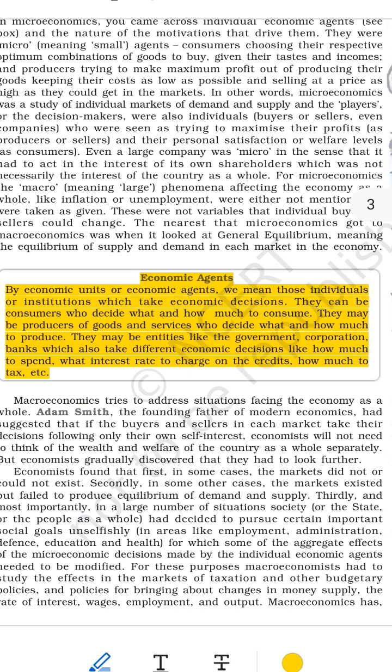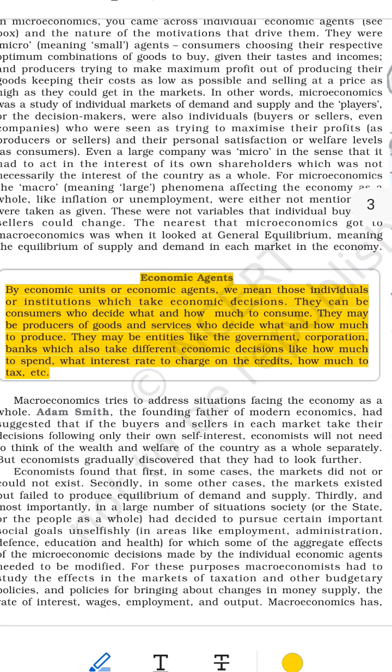Line 3. They may be producers of goods and services who decide what and how much to produce. Simple meaning: a producer is someone who makes or provides things. They decide what to make: bread, bicycles, haircuts, etc. How much to make: 10 loaves or 100 loaves. Example: if a baker decides to make 50 cakes today, that's a producer's decision. Line 4.